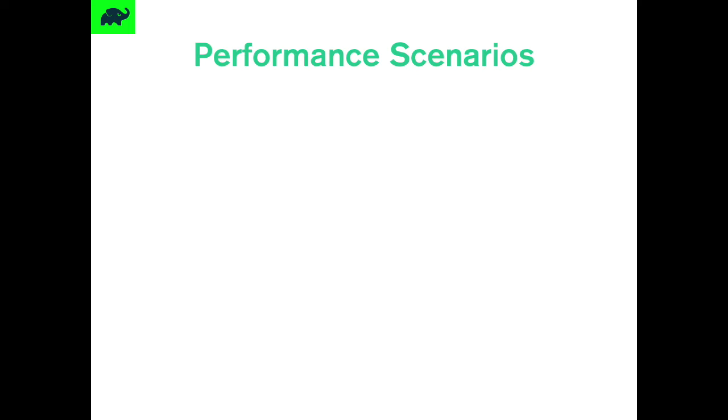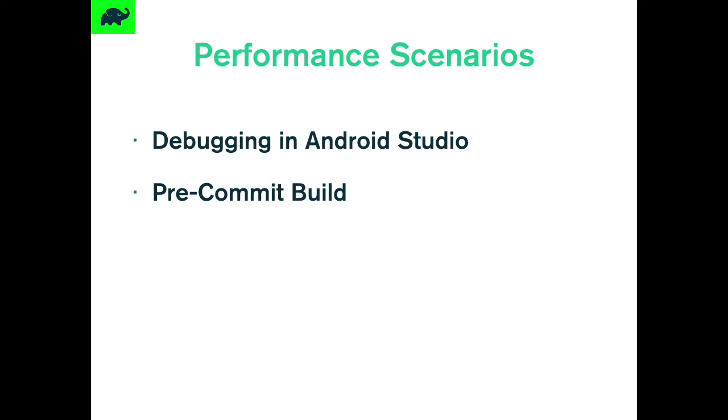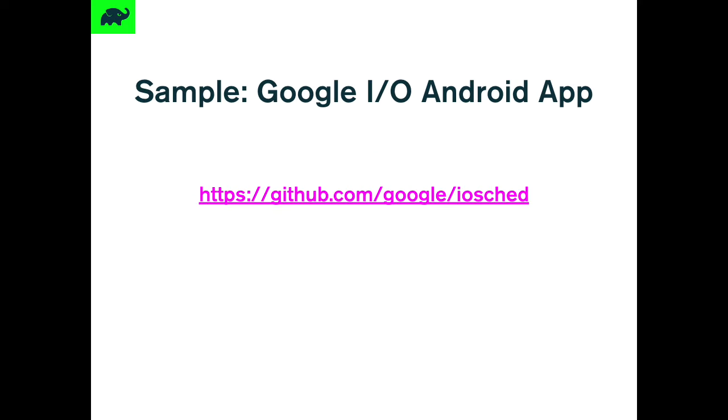When we talk about Android developer tooling performance, I want to talk about the 3 most important scenarios. First, debugging in Android Studio. Second is a pre-commit build you do from the command line, to figure out, is my code good to commit? And the third one is CI builds. When you talk about performance, those scenarios are influenced by different aspects of the Android tooling performance.